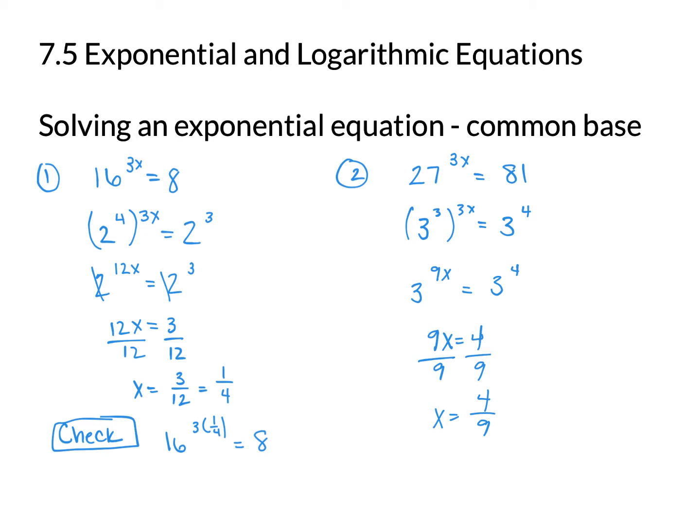Questions? If you want to check your work here, you would just plug it in. We could say that 27 to the power of 3 times 4 over 9 is equal to 81 and not 84. And that should work if we plug it into our calculator.